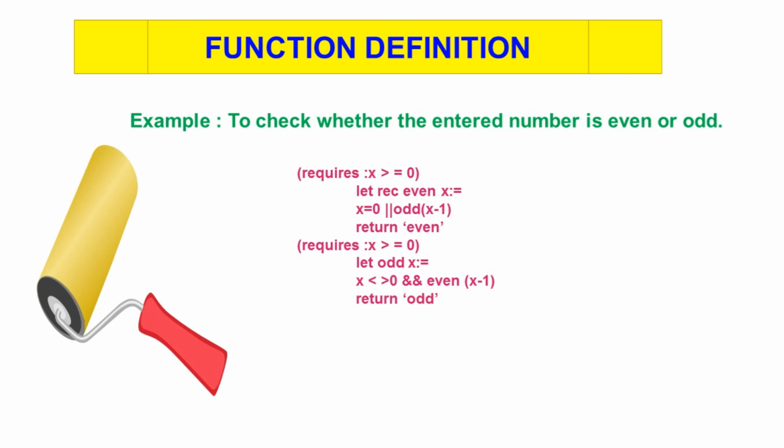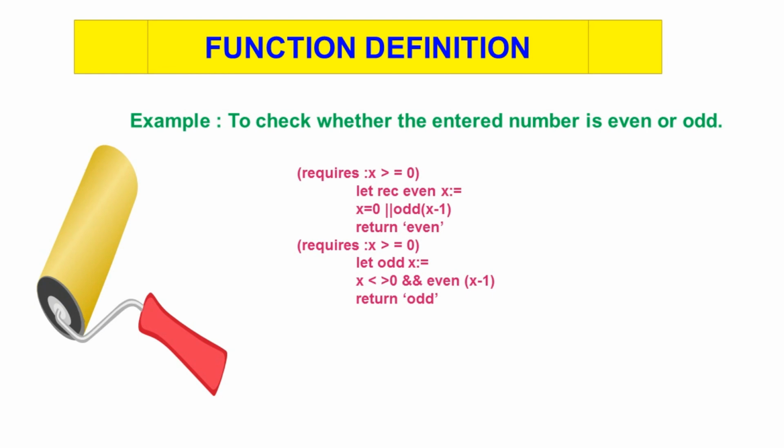So in this function, it requires the input x to be greater than or equal to 0. Suppose it is an even function, it is divisible by 2. So x is equal to 0. If it is 0, it returns an even number. And next, requires x is greater than or equal to 0. Let odd function. Here this function explains the statement x is 0 and even of x minus 1. That is the function otherwise, which is not divisible by 2, that is not an even number, which is an odd number. So it returns odd.